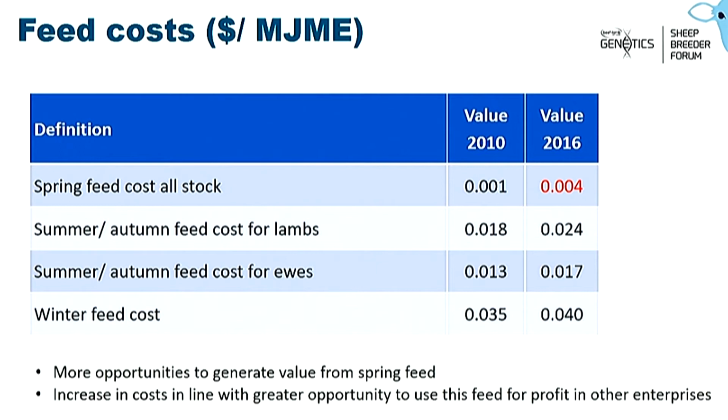This one in particular is very important: if you don't put that feed into your genetically improved lamb, you could put it into another lamb, and that other lamb is now worth more than it was, so the opportunity cost is higher. Another factor is the way farming systems evolve: there is less of a spring surplus problem on a sheep farm now, so having more demand for feed in the spring, we do have to cost that in.